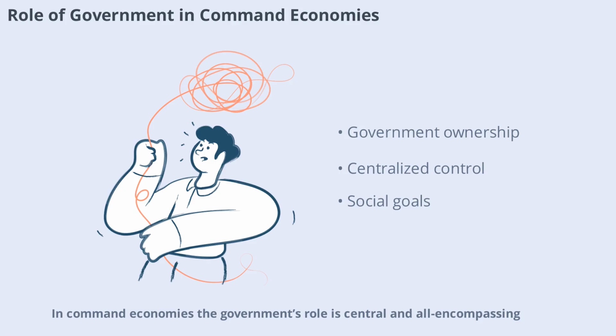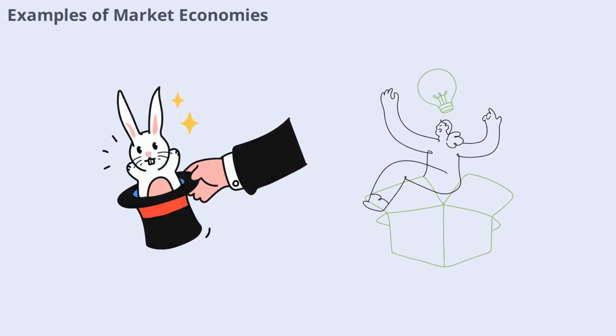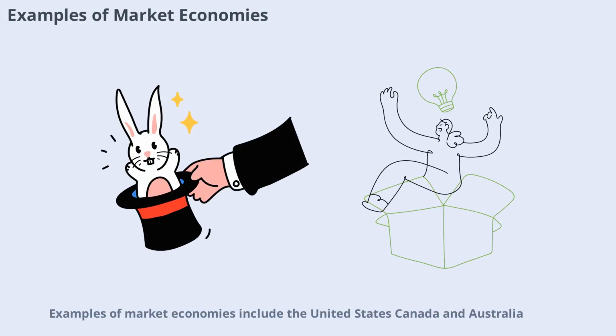In command economies, the government's role is central and all-encompassing. It owns most resources and directs economic activity according to a national plan. The government decides what goods and services are produced, sets prices, and often controls wages. This can help achieve social goals like reducing inequality, but it may also limit individual freedom and reduce incentives for innovation.